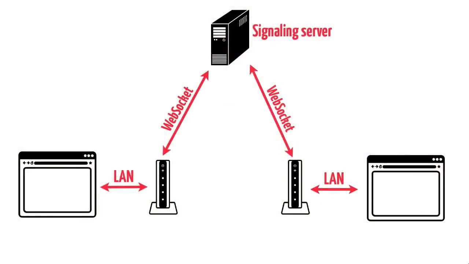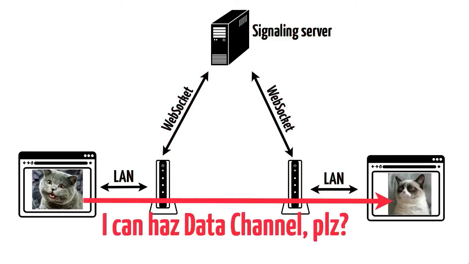So this is a typical architecture for a WebRTC application. You have a central server just initially to facilitate the connection. Let's say that you have two cats that want to talk to each other. So the first cat says, can I have a data channel, please? So he's found out about the peer that he wants to talk to. He knows maybe the peer's username or ID or whatever, however you identify your peers in your application. It's up to you.